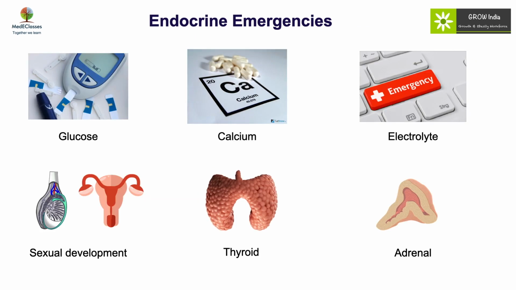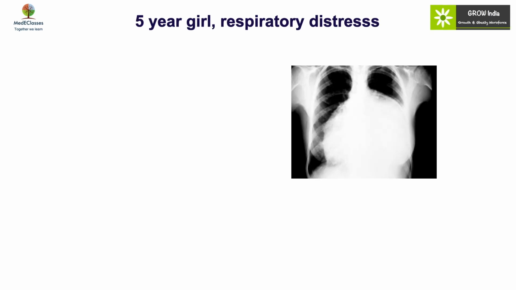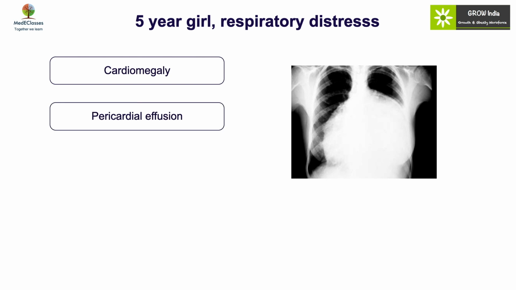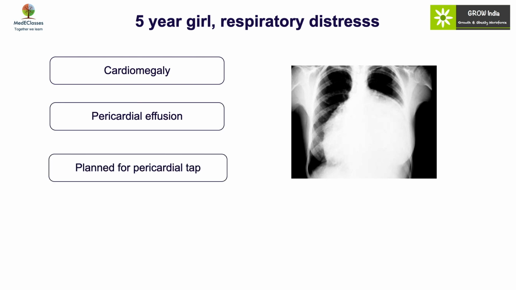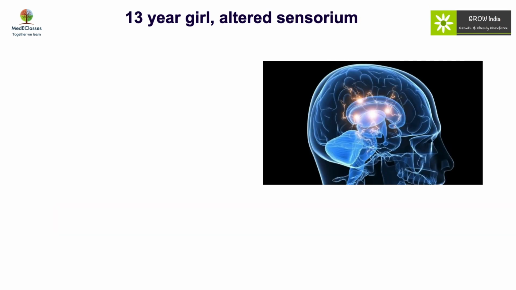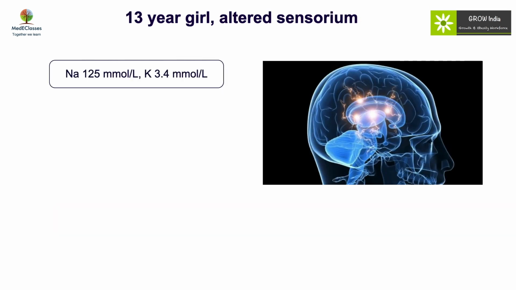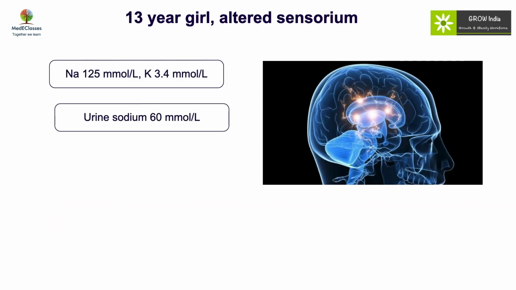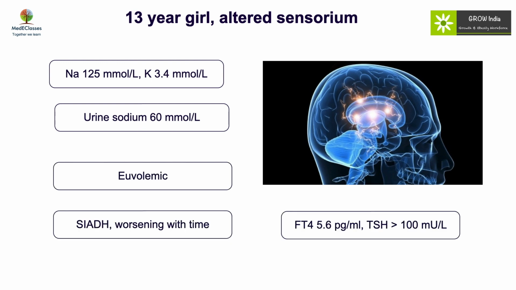Now, thyroid disorders can also present as emergency, and this is a 5-year-old girl with respiratory distress. You see a huge cardiomegaly, pericardial effusion, was admitted for TAP, but then was found to have hypothyroidism. So everybody who presents to us with cardiac effusion, please get a thyroid profile done. 13-year-old girl with altered sensorium, hyponatremia, euvolemic, urinary sodium is high, considered as SIADH, but this is of course hypothyroidism as discussed.